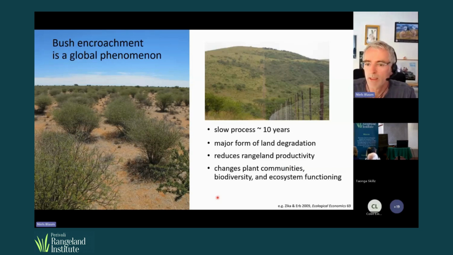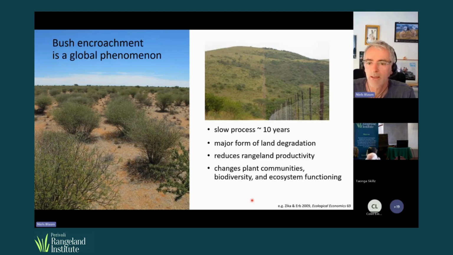It's a slow process. So observing such fence lines, this is a picture from South Africa, is nothing that you observe from one season to another. It's something that emerges after 10 years, sometimes even later. And it's a slow process. It is a major form of land degradation.